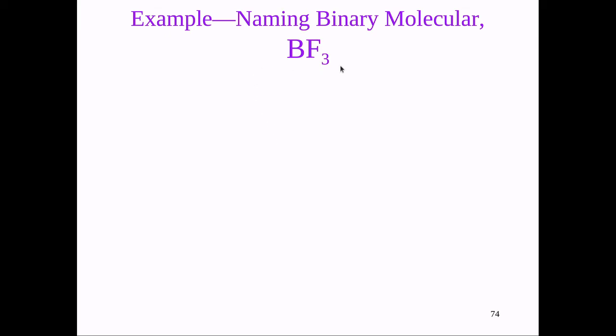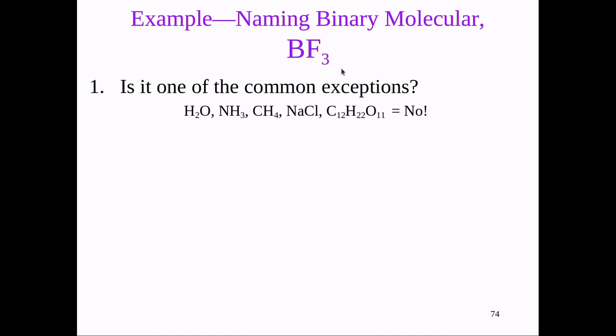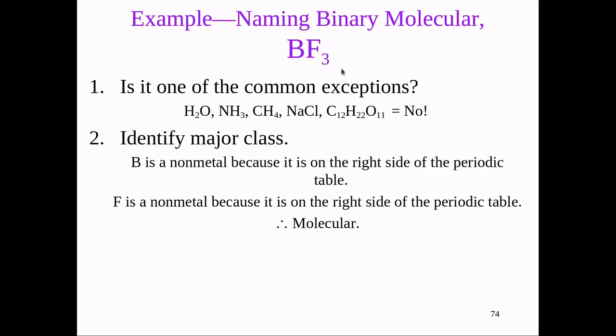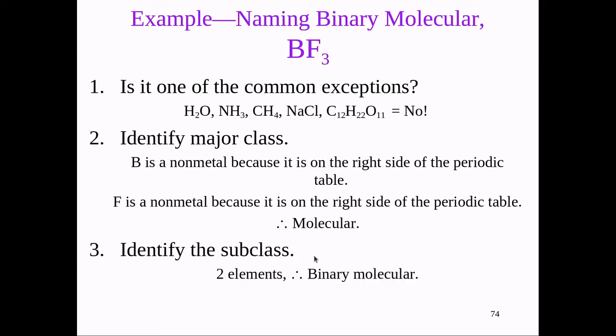So let's go through an example and see if we can name this guy here, BF subscript 3. First question, is it one of our common exceptions? Nope. Then we're going to identify the major class. We have 2 nonmetals here, so we have a molecular compound. Then we identify the subclass. There are 2 different elements, so we have a binary molecular.